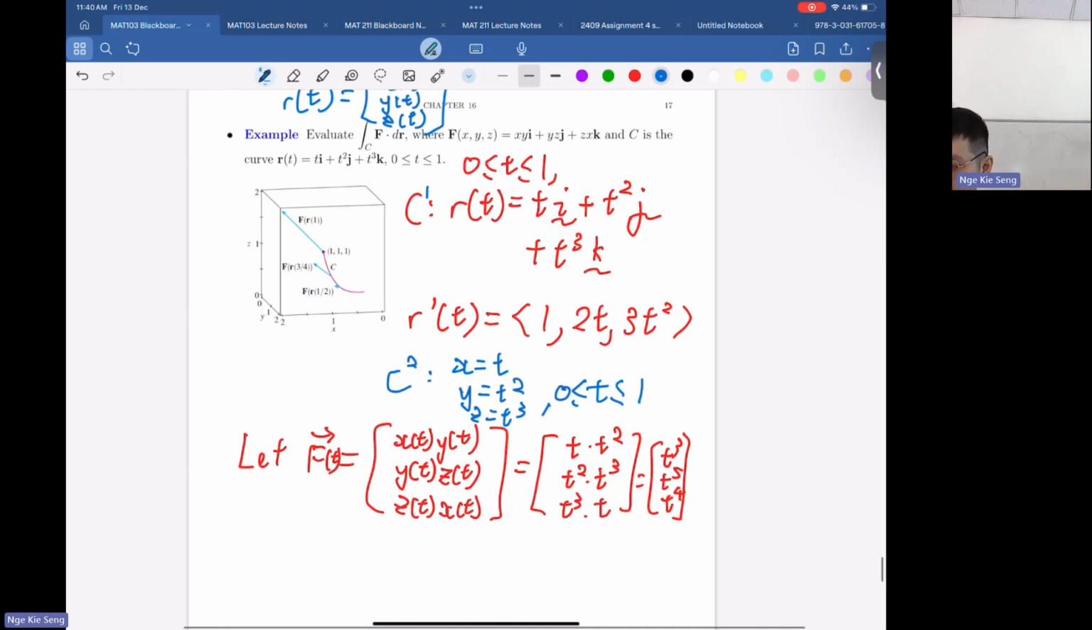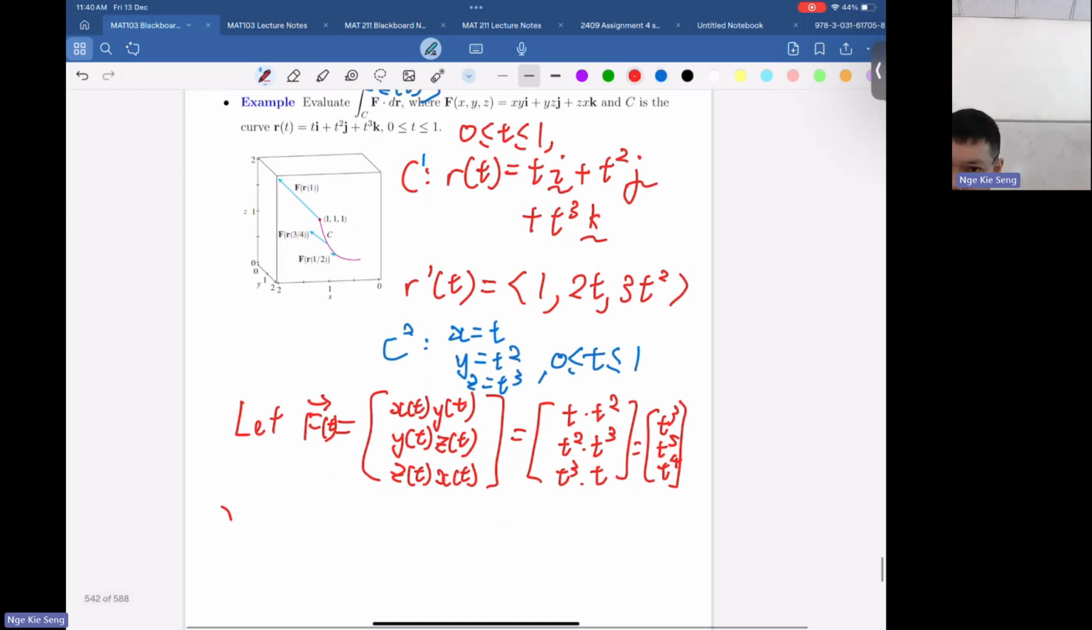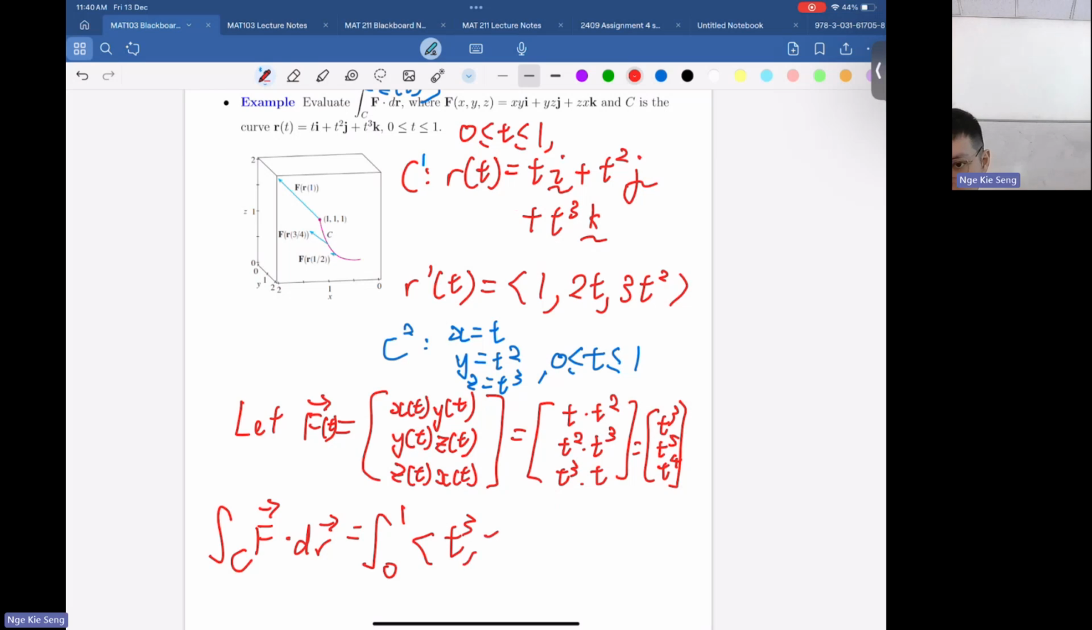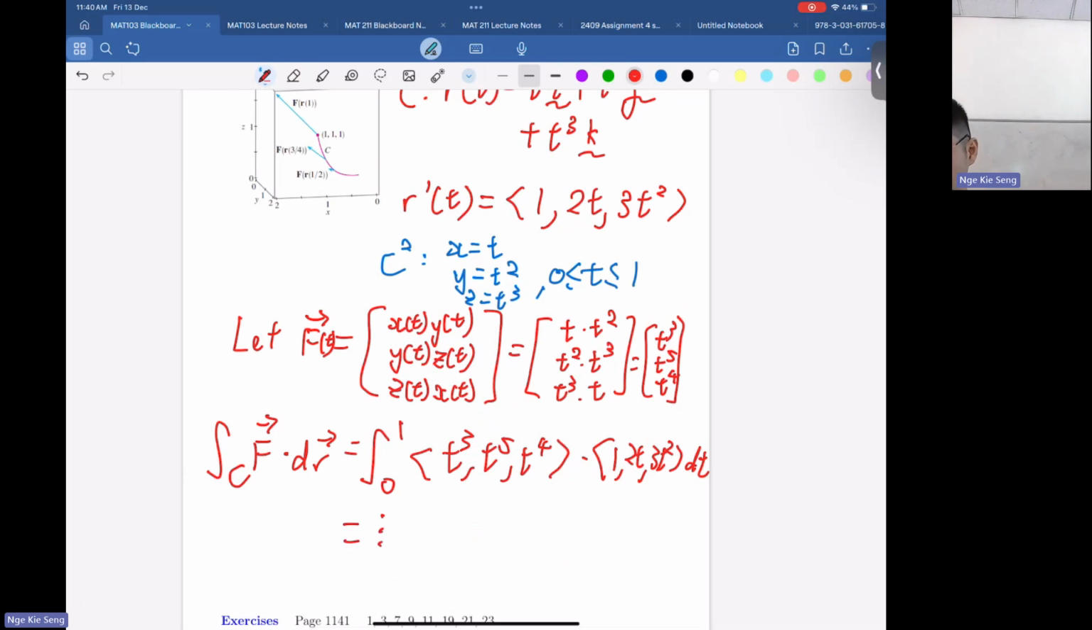And if you want to compute this line integral here, what do you do? You just take a dot product between F and dr, times dt. Where is t ranging from? t goes from 0 to 1. And then you can do this computation.